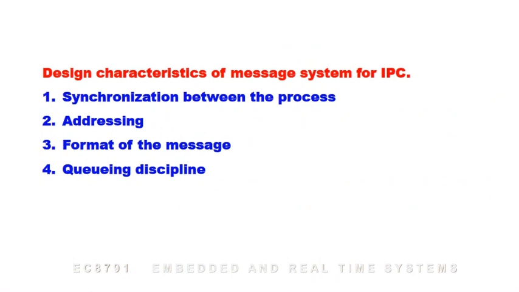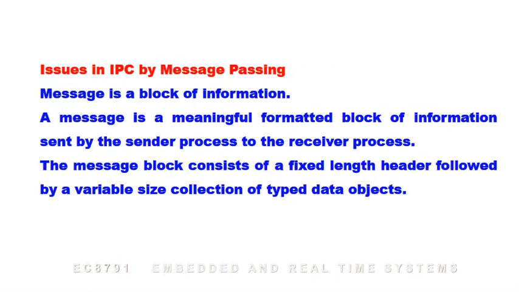Design characteristics of message system for IPC. First one, synchronization between the processes. Second, addressing. Third, format of the message, and fourth one, queuing discipline. Used in IPC message passing. Message is a block of information. A message is a meaningful formatted block of information sent by the sender process to the receiver process.